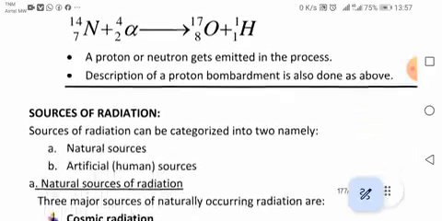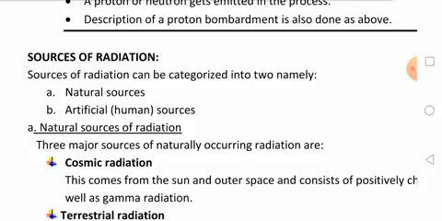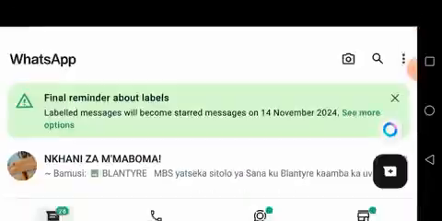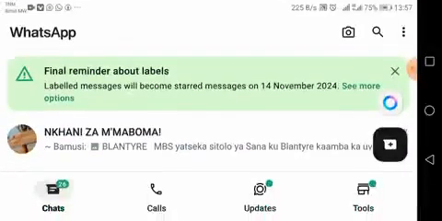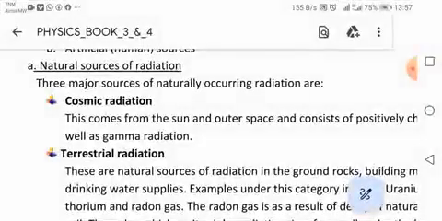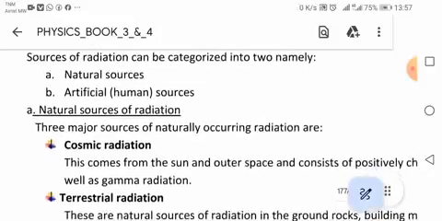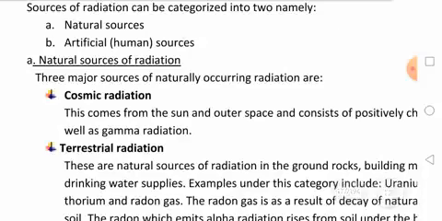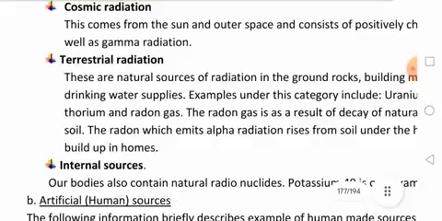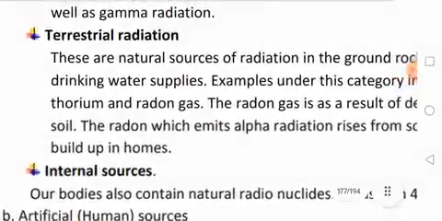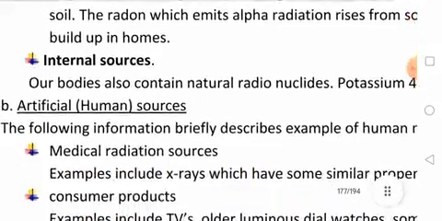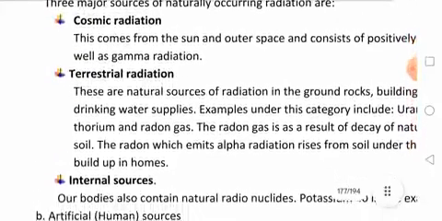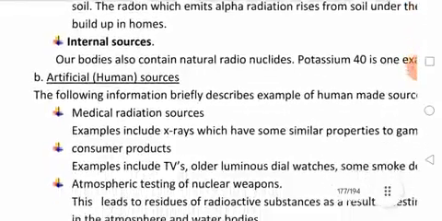Another thing is about sources of radiation. As I said, there is natural and artificial. Source of radiation can be categorized into natural and artificial. Under natural sources, we have cosmic radiation, which is radiation from the sun. We have terrestrial radiation, which is radiation from the ground. And we have internal sources, which include our body.